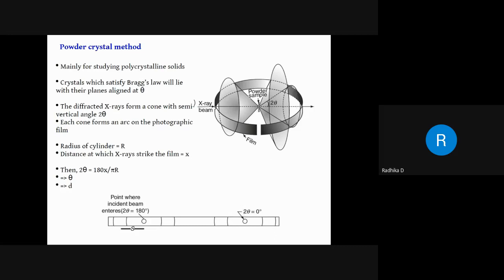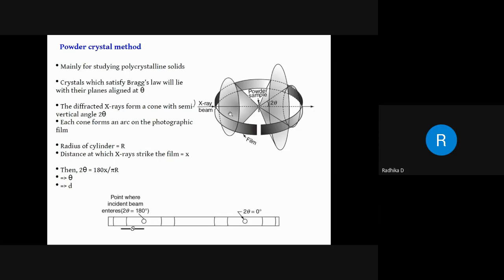Now, if I take out the photographic film which is inside and expand it out, this is how it looks. I expand the photographic film, and I get it like this. I have a central point, and then all these arcs will form. Wherever X-rays have hit the photographic film, it will form an arc.